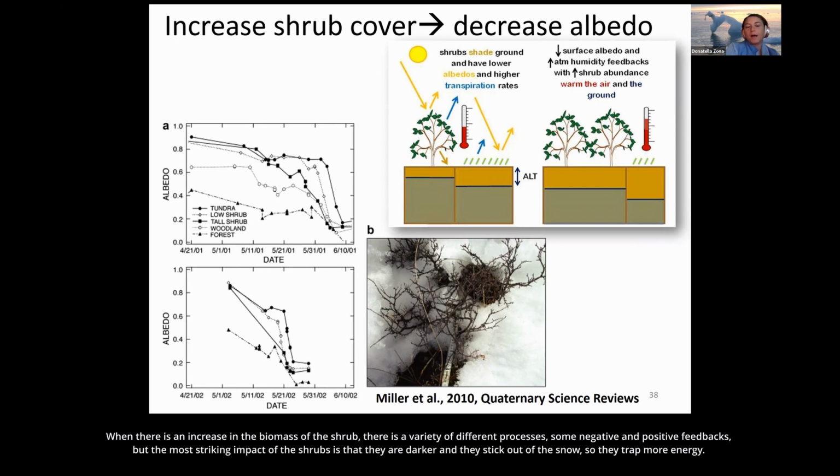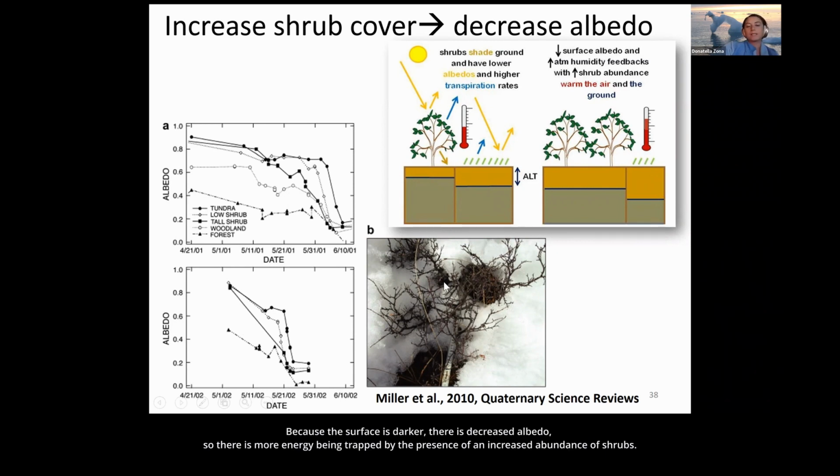There is an increase in the biomass of the shrub, and there is a variety of different processes, some negative and positive feedbacks, but the most striking impact of the shrubs is that they are darker, they stick out of the snow, so they trap more energy because it's a darker surface. They decrease the albedo, so there is more energy being trapped by the presence of increased abundance of shrubs.